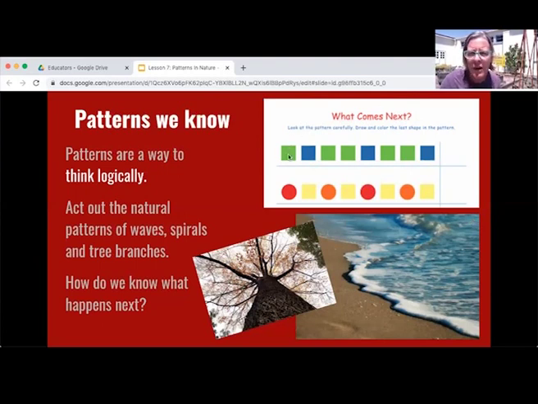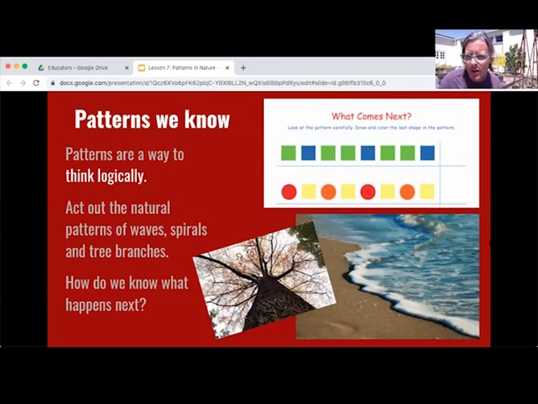I see a green square and a blue one. Green, green, blue. Green, green, blue. What happens next? And how do we know what happens next? When we're looking for patterns, we're developing a logical and scientific way of thinking about what might come next.